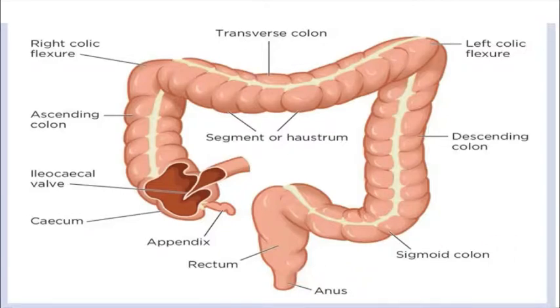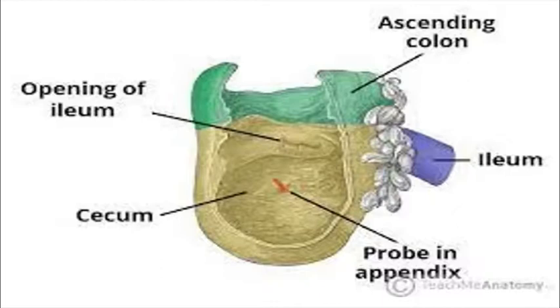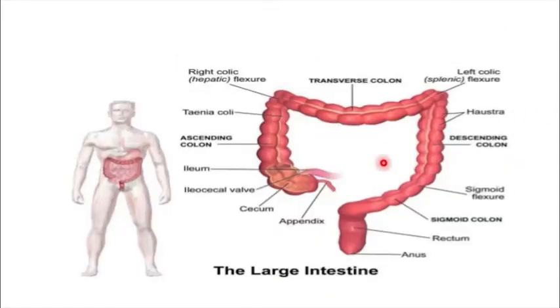Cecum is the very first part, and it is a sac-like structure, 13 centimeters in length, and it is rich in lymphoid tissue. The appendix is not involved in the digestion process. Up till now, its function is uncertain. The colon contains different parts: ascending colon, transverse colon, descending colon, and sigmoid colon.